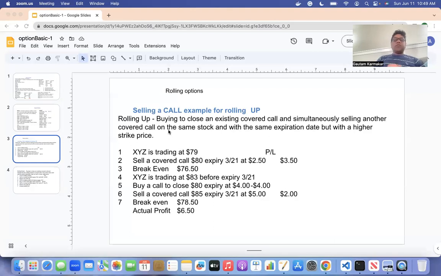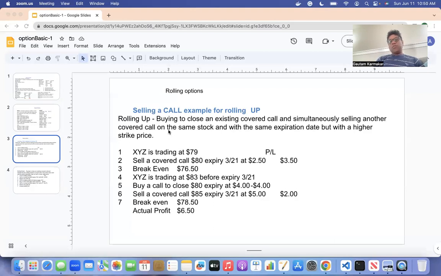Now let's say after several days, you see that the stock has gone up, as you chose a strike price of $80. So you are bound to sell that stock at $80 if you get assigned. You can get assigned anytime before the expiry once the stock hits $80 and above. So you are taking a chance of getting assigned. So let's say you did not get assigned, and you say, you know what, I want to continue to make money, I don't want to sell this stock. So you can do what is called rolling up.